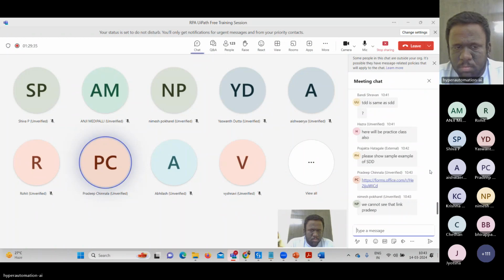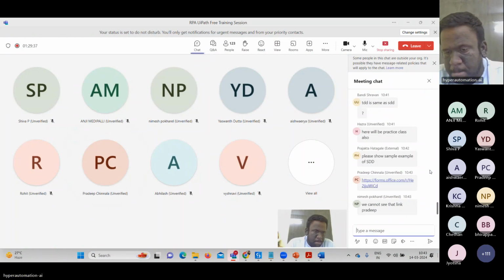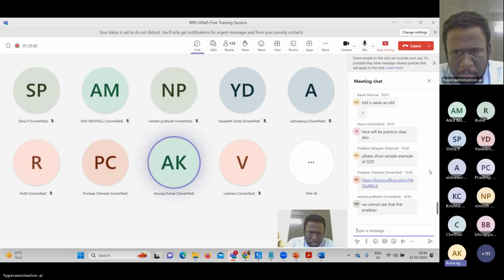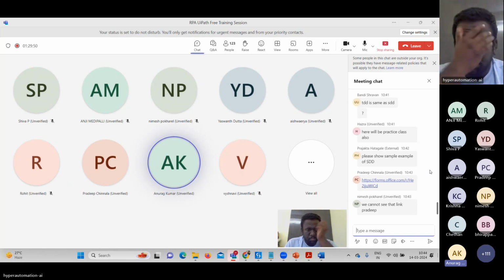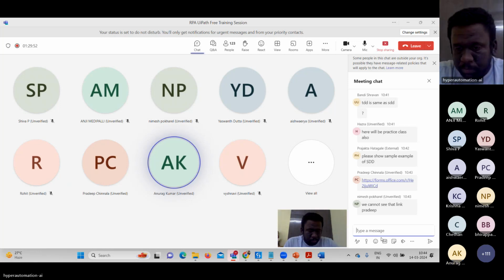Sir, I have one doubt. Yes, please. Sir, in the operation team slide, it is mentioned RPA operation and RPA transaction as the RPA developer, it is mentioned both. And in RPA supervisor, it is just RPA operation. Will you elaborate on this a little?